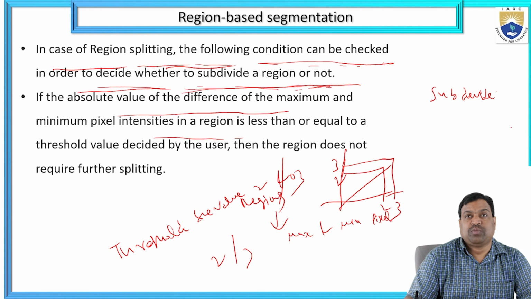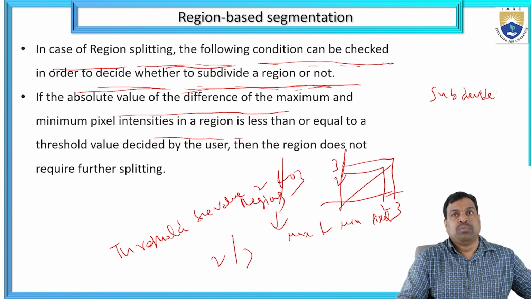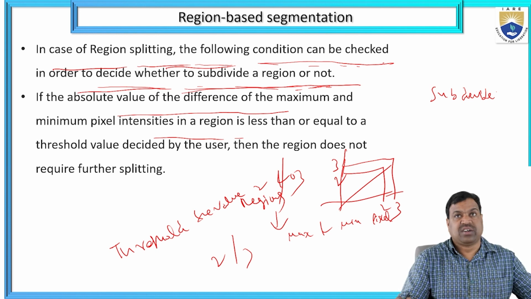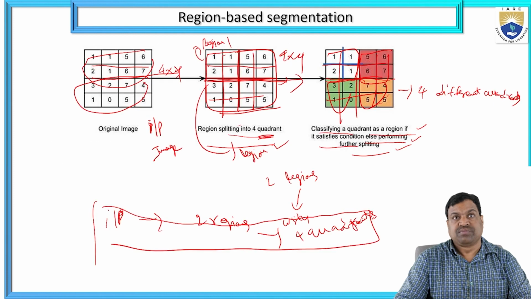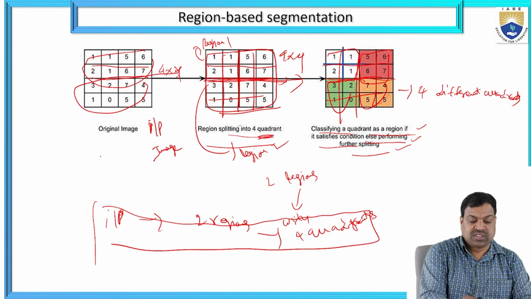But in the case of region splitting, the following condition can be checked in order to decide whether the region should be subdivided: if the absolute value of the difference of the maximum and the minimum pixel intensities in the region is less than or equal to a threshold value decided by the user, then the region does not require further splitting. These region splittings are based on the original image. Region splitting into four quadrants.